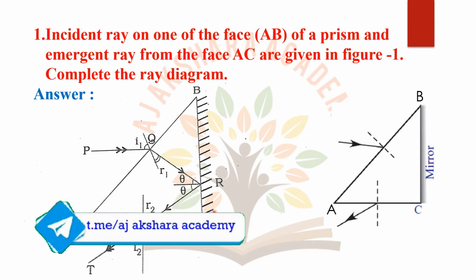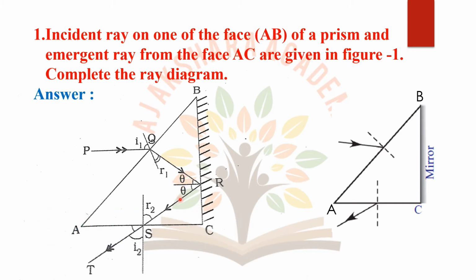Here in this plane mirror, according to the laws of reflection, angle of incidence is equal to angle of reflection. Angle I is equal to angle R. Here angle theta is equal to theta. Here this is the complete diagram. PQ is the incident ray and here ST is the emergent ray.